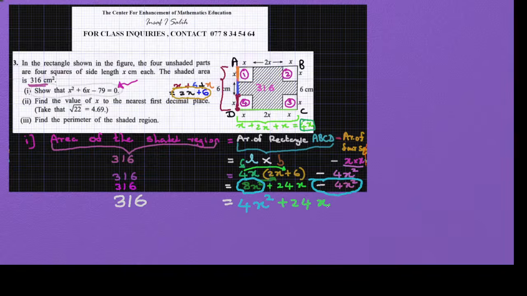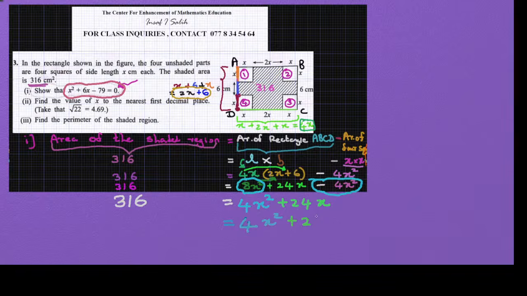Alright, have we got what they wanted us to get? No, not yet. What's the problem? They want one side of the equation to be 0. All x's and the numbers have to be on one side and the other side has to be 0. So let's collect. Let's write 4x squared plus 24x.